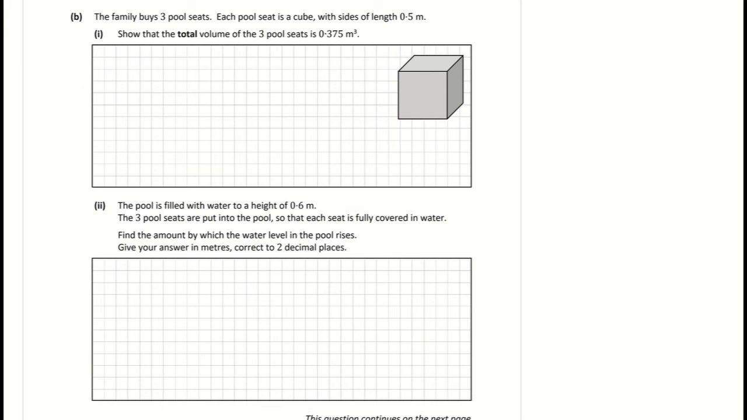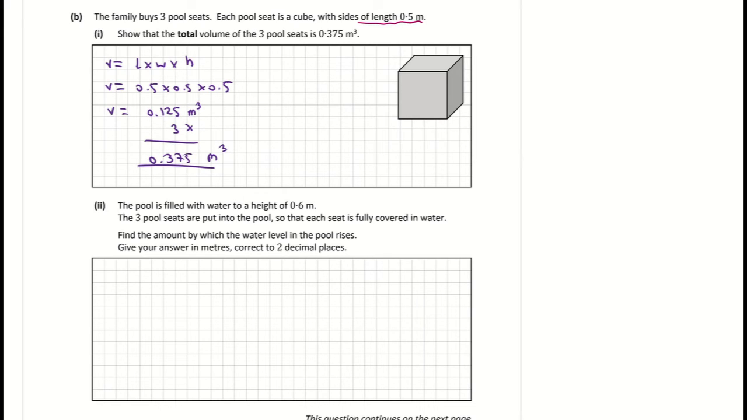B part 1, show that the total volume of the 3 pool seats is 0.375 meters cubed. It's a cube in shape, so the volume of a cube is length by width by height. It tells us here that it's a cube of side length 0.5, so the length, the width and the height are all the same. So I have 0.5 by 0.5 by 0.5, and the volume of one seat is 0.125 meters cubed. There are 3 of them, so I times that by 3, so I get 0.375 meters cubed.